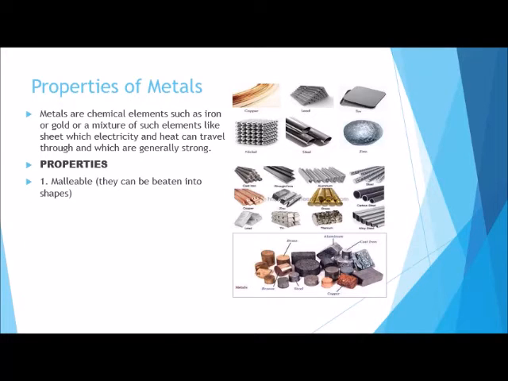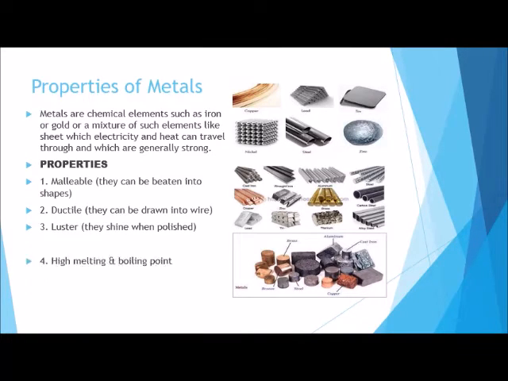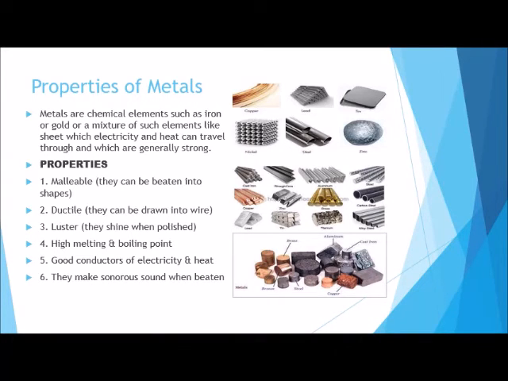1. They are malleable. This means that they can be beaten into shapes. 2. They are ductile. This means that metals can be drawn into wire. 3. They are lustrous. That means they shine when they are polished. 4. Metals have high melting and boiling point. 5. Metals are good conductors of electricity and heat. 6. They make sonorous sound when beaten.